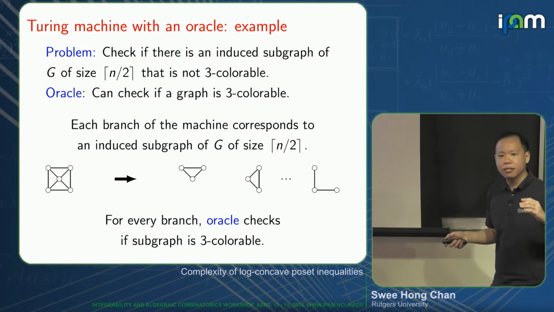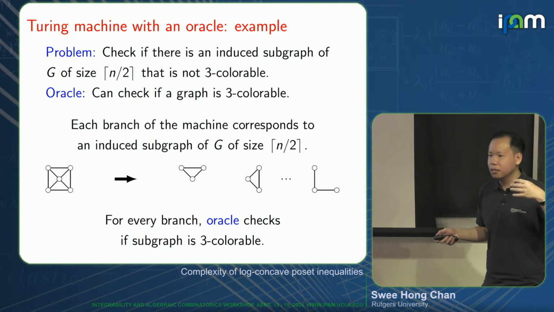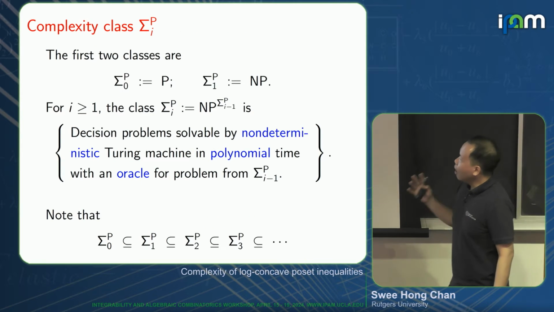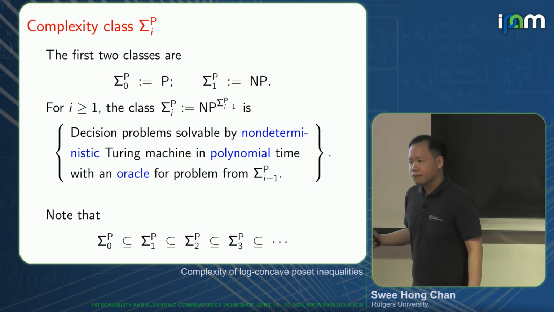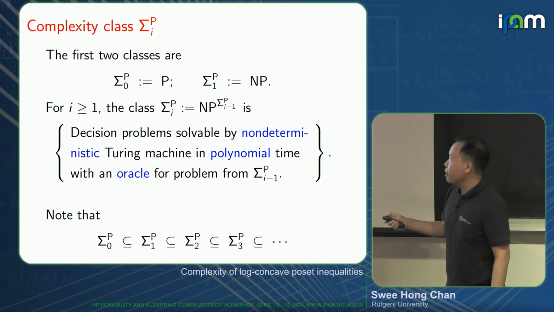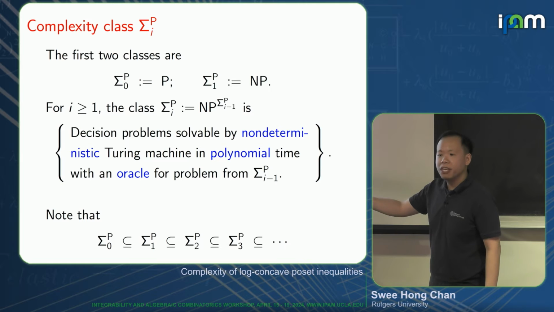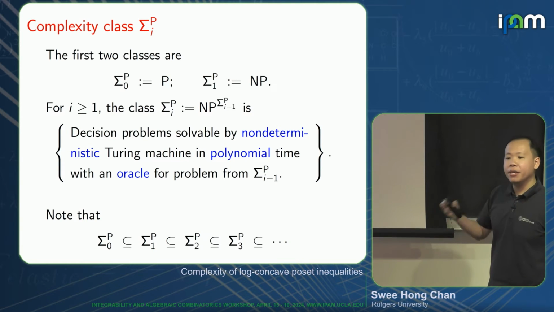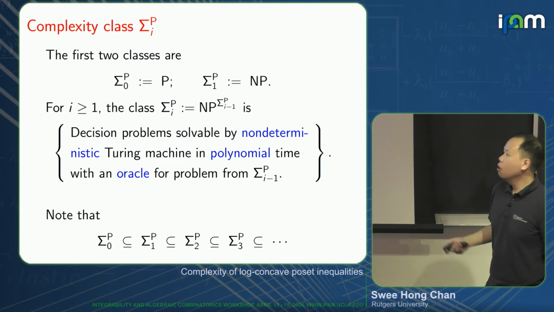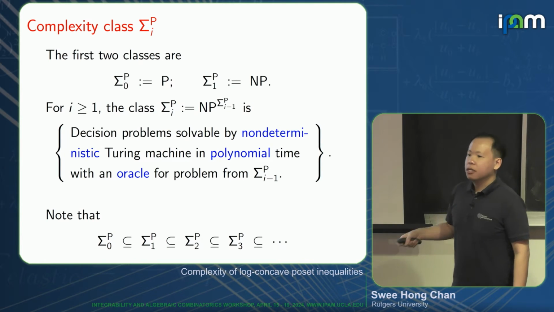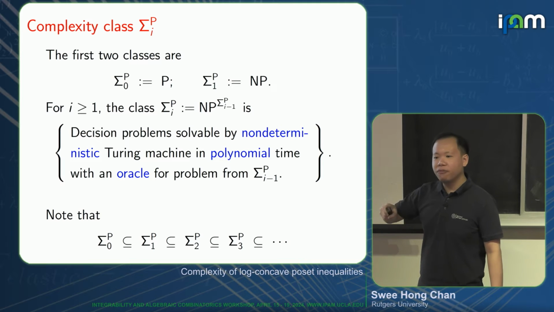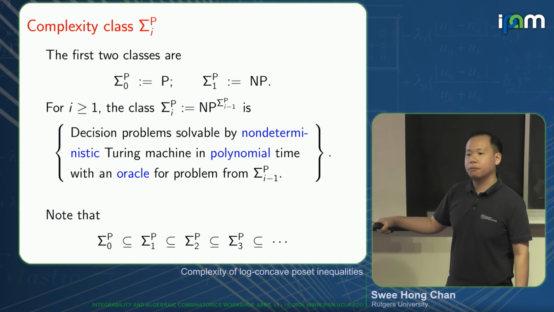Up till here, is the Turing machine clear about all of this, the oracle? Is everything clear? Okay, now we are ready to define the complexity class. At the bottom of the polynomial hierarchy is the complexity class P, P for polynomial. This is level 0. Level 1 is the complexity class NP, the non-deterministic polynomial. For level i in general, these are the complexity classes for problems that are solvable by a non-deterministic machine assisted by an oracle that can solve any problem from level i minus 1.